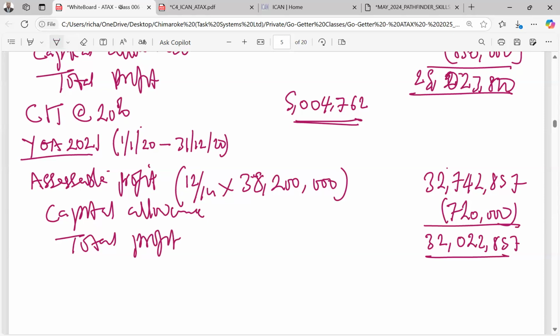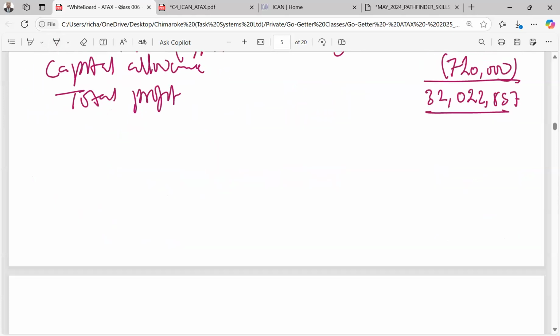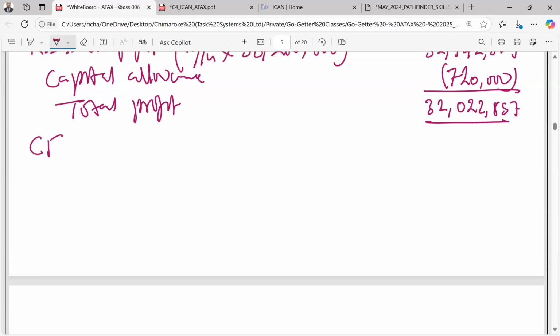And what is going to be our tax? It's going to be at 20%. What would that be? That's 6,404,571. We did that before. Yeah, it looks like the same.